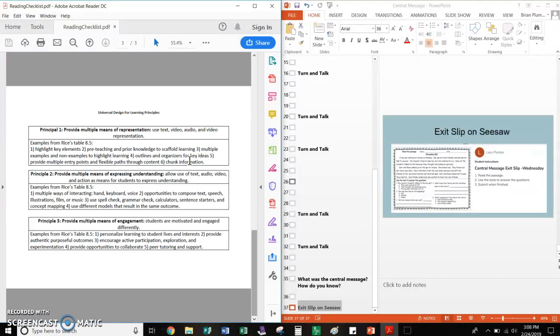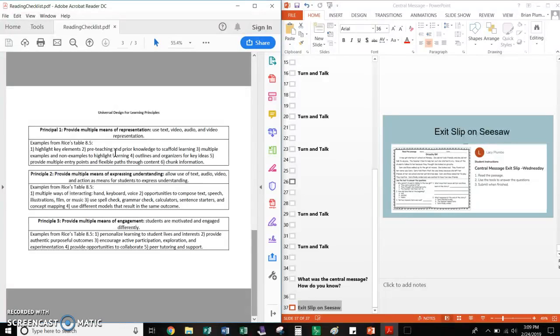And then when I move on to the Universal Design for Learning principles, when I think about principle one, providing multiple means of representation, use text, video, audio representation. Some of the areas where I felt I met, looking at Rice's table, was highlighting the key elements. What will we be learning? What's important? The pre-teaching, the prior knowledge. So having that slide where we turned and talked, and students were able to share out what they know about central message, providing multiple examples and non-examples of highlighting learning. I feel like I did a better job at providing the multiple examples, not the non-examples.